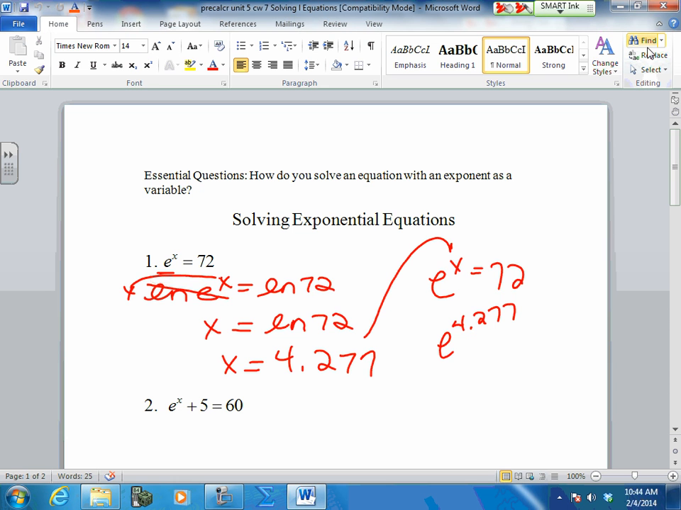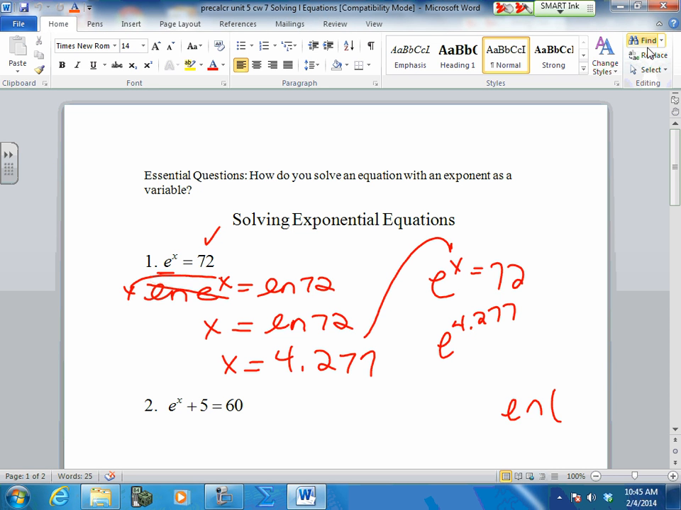It already raises it if you have the software. If not, it gives you a caret and a parentheses. It does this if you have the old system. Just put that in, and you should get very, very close to 72.